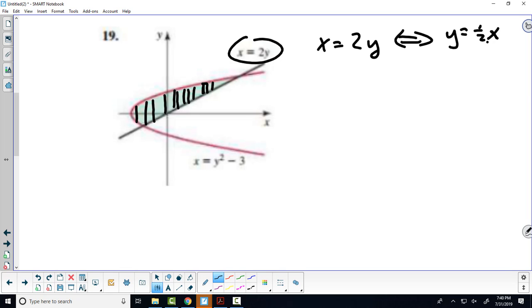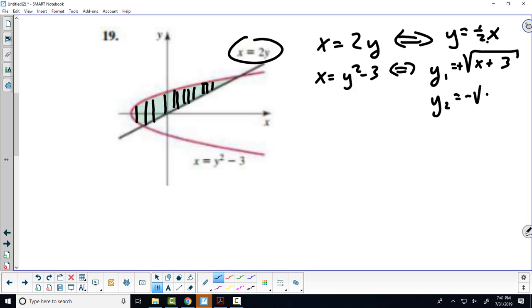Likewise, this is the curve x equals y squared minus 3. It's equivalent to, when I solve for y, y equals, and I'll have an x plus 3, but then I'll have to take a square root, right? By applying the square root method. And when I do so, what will I have? A plus or minus. So that's actually going to give me two separate functions. I'll label the first one y1 is the positive, and y2 is the negative.